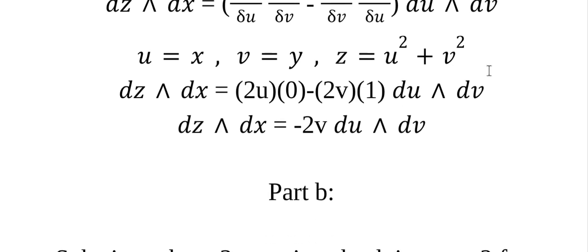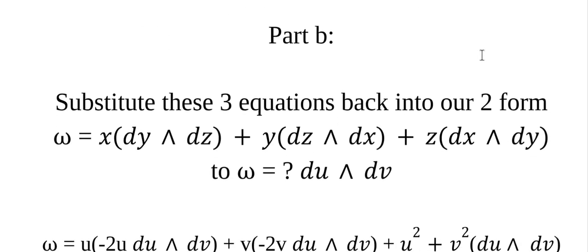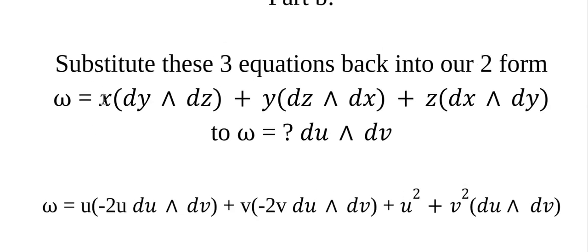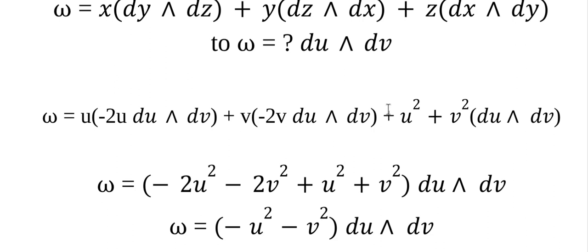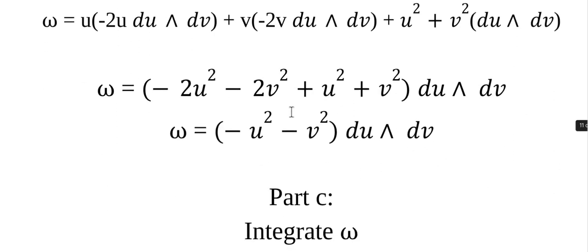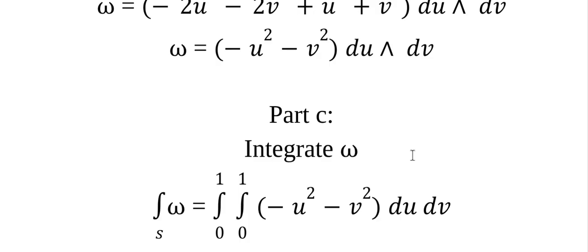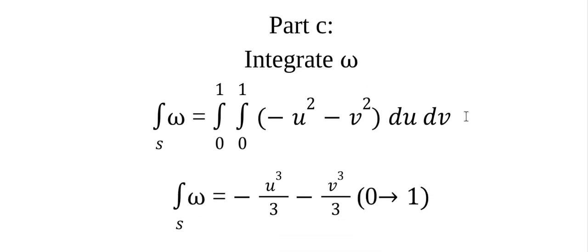Now we put all of those back into our two form, but now remember you've got an x here, a y there, and a z there. You've got to put all that in too, right? So here's x, here's dy wedge dz, here's y, here's dz wedge dx, here's z, and here's dx wedge dy. Okay, we simplify, we factor out a du wedge dv, and we get this. Okay, part C, integrate it. So integrate minus u squared minus v squared from 0 to 1 of du dv. And even I could do that.